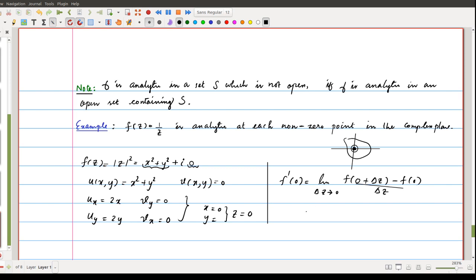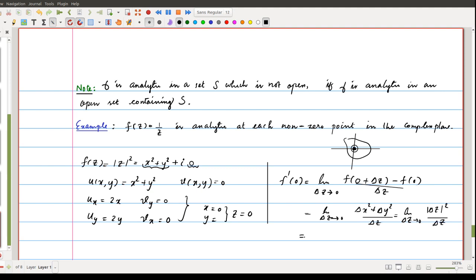This is the definition of the derivative of f at z equal to 0. Now we will get the limit as delta z tends to 0. f of 0 plus delta z is nothing but delta x square plus delta y square, because this is mod delta z square, and minus f of 0 is equal to 0 itself, divided by delta z. Then you can write this as limit delta z tends to 0 of mod delta z square divided by delta z.